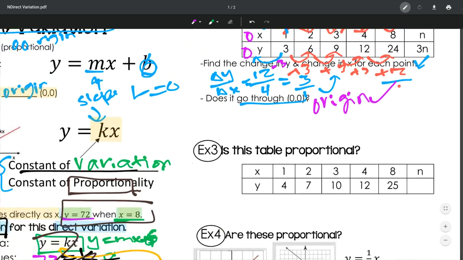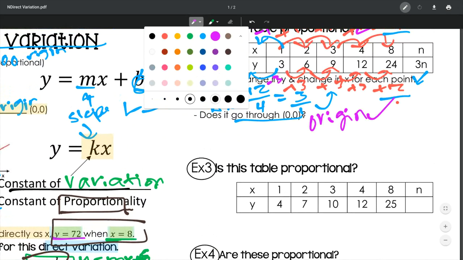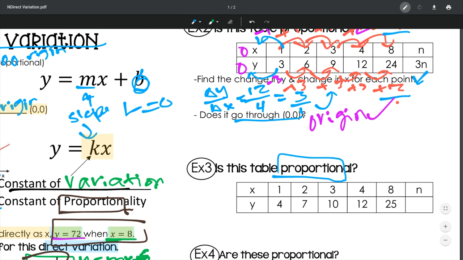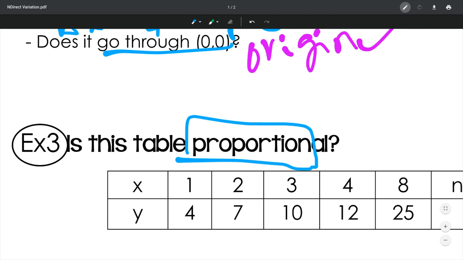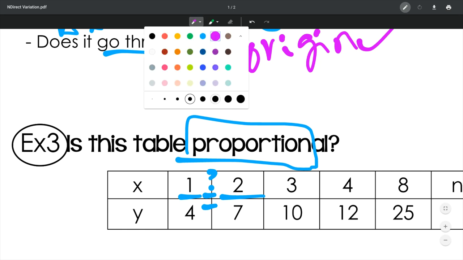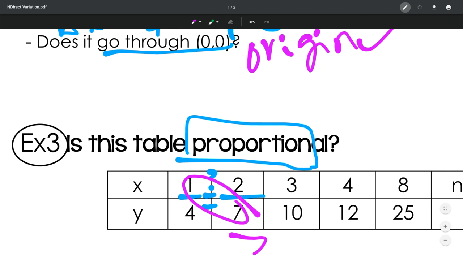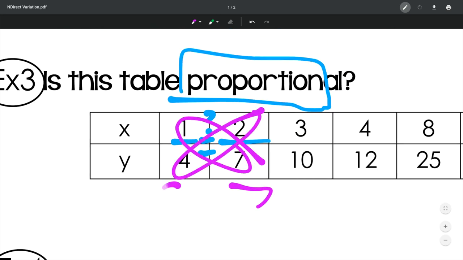And you can do the same process here, but instead of doing all of this work, you'll want to remember that the word proportional in itself gives you a hint. You can set up a proportion. Right here, you can set it up as 1 over 4 equals 2 over 7 and cross multiply to check if they're equal. 1 times 7, well, that gets you 7. And then you get 2 times 4, which gets you 8. And 8 is not equal to 7, so it is not proportional.